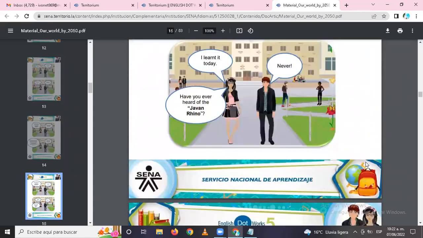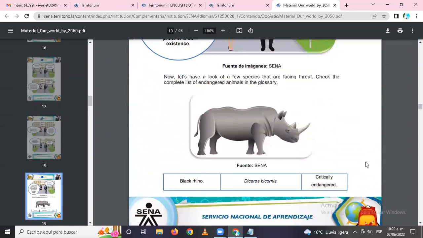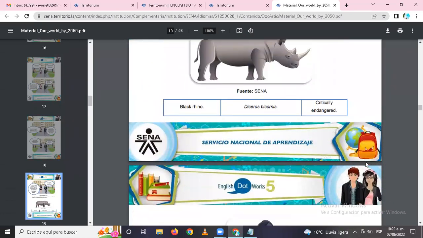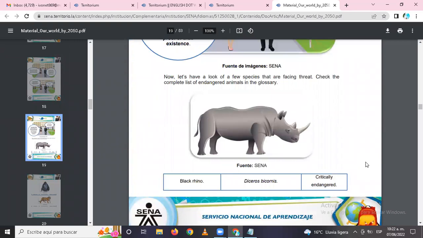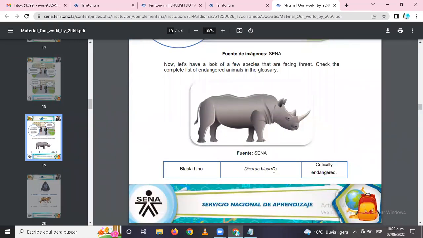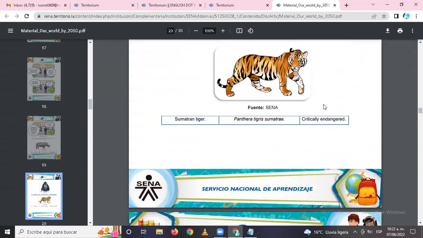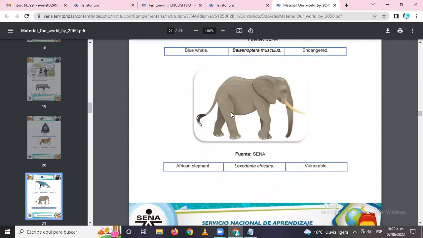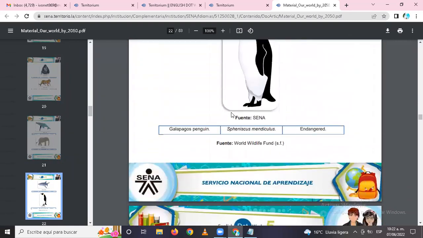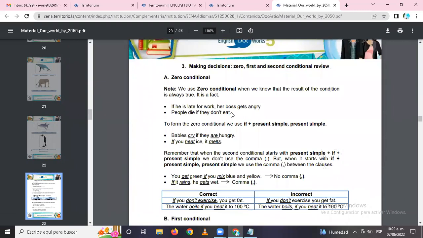That's your task. And at the end, we have a review of the zero, first, and second conditional. Here we have some species that are facing threats. The blue whale, beautiful. Making decisions, zero, first, and second conditional review.